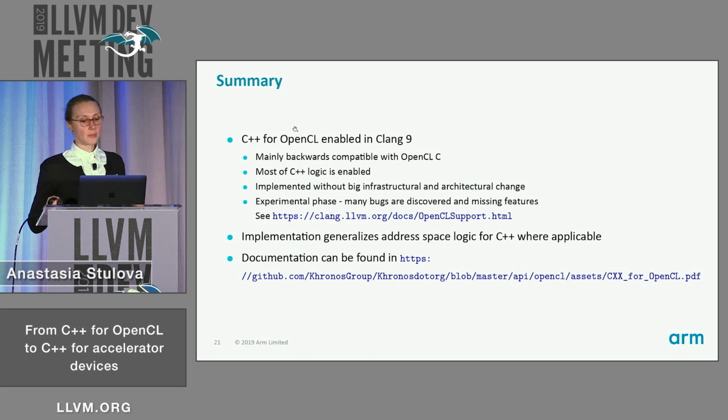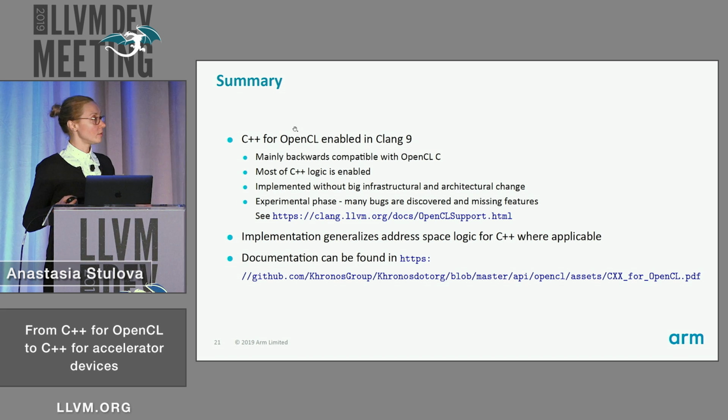It is an experimental phase, and there are a lot of bugs and maybe even small missing features, and you can refer to this page listed here to see the status of implementation. Obviously, we generalized a lot of logic specifically for address spaces just to work in C++. And we started documentation for this language mod as well. It can be found on the Khronos GitHub repository.